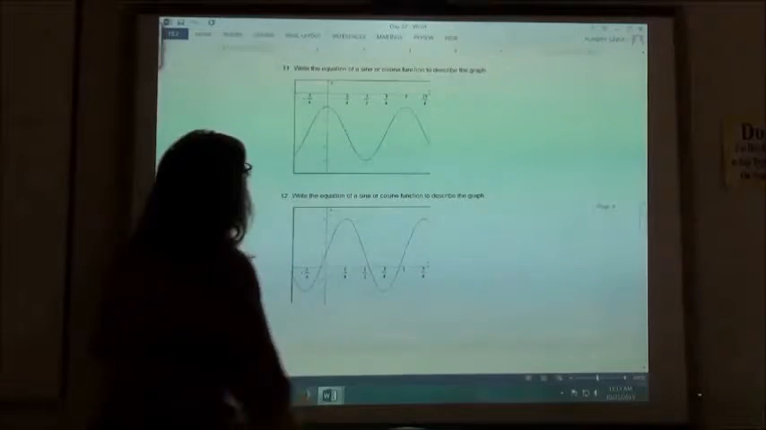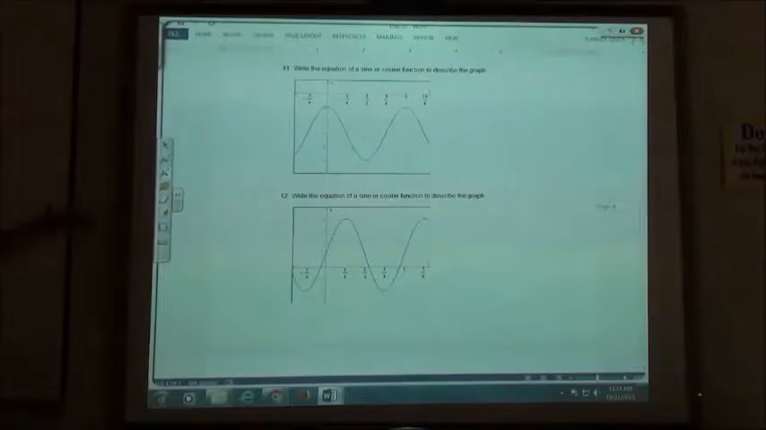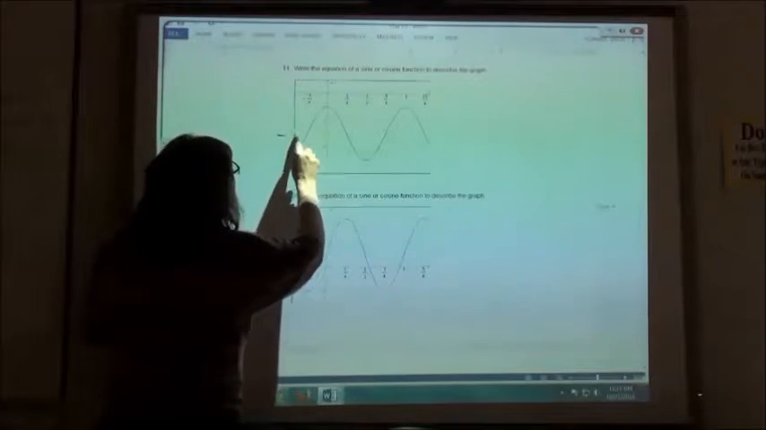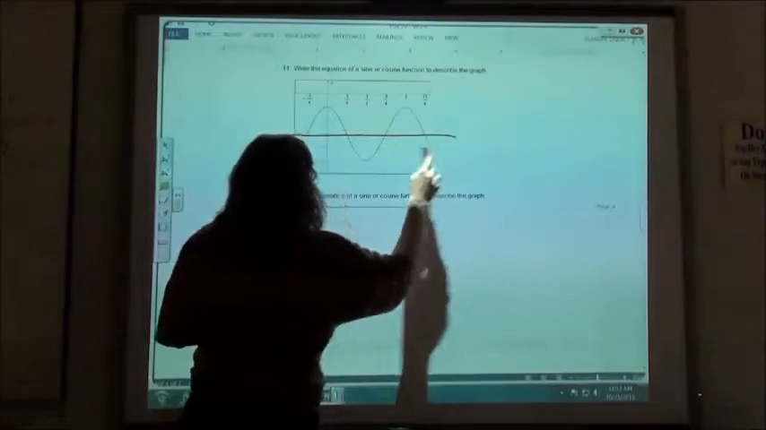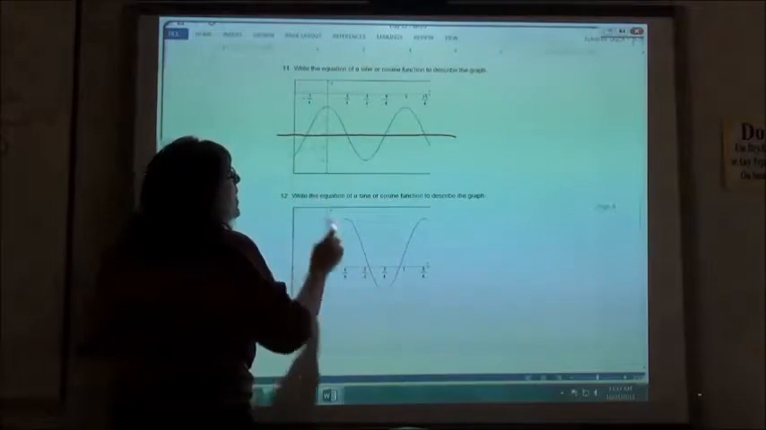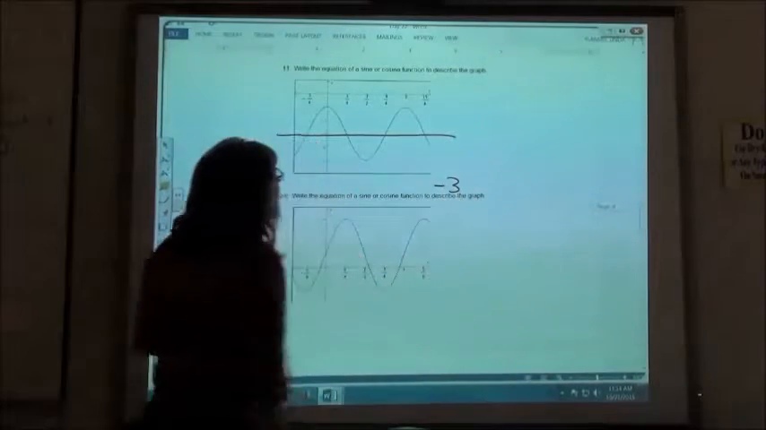So on number 11, if I look at my graph, again, this one has a shift to it. If I look for where the middle of this graph is, the middle of my graph would be right here. So it ended up shifting 1, 2, 3 down. And so I'm going to have a minus 3 on the end.